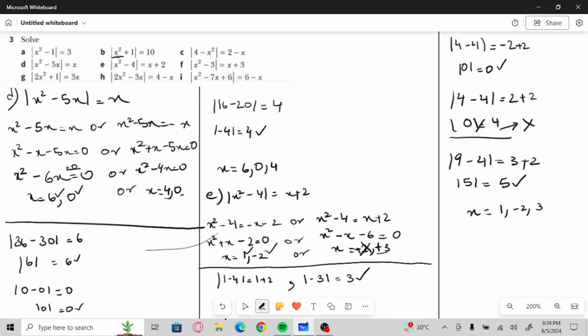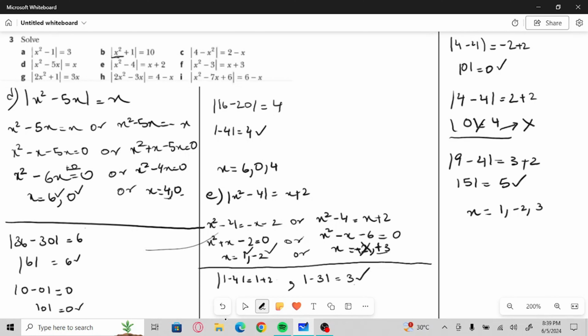We input it and get modulus of 0 minus 3 equals 0 plus 3, which is obviously a correct value, equal to 3. So 0 is also correct, and we have 3 and -2. Input these values again. 3 times 3 is 9. 9 minus 3 equals 3 plus 3, and we get 6 equals 6, which is correct. So 3 is the correct value.